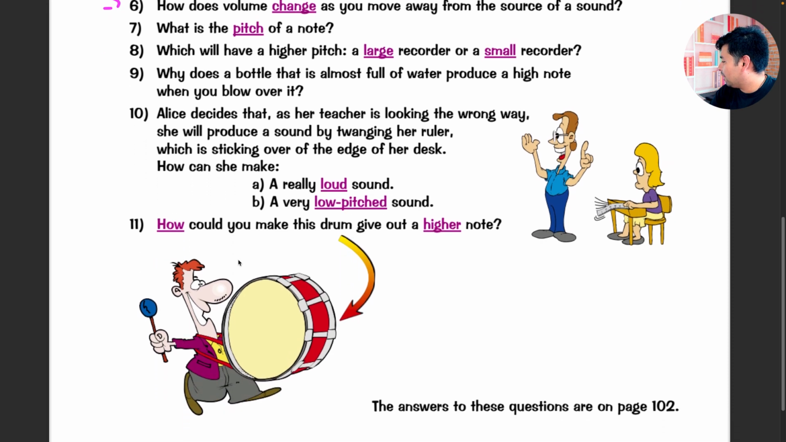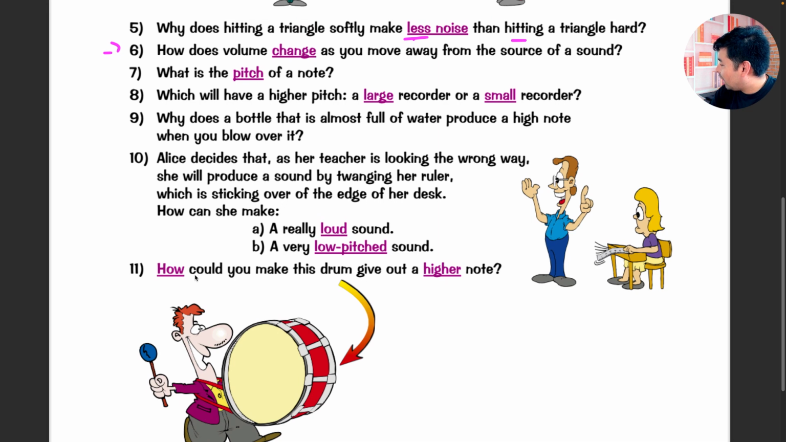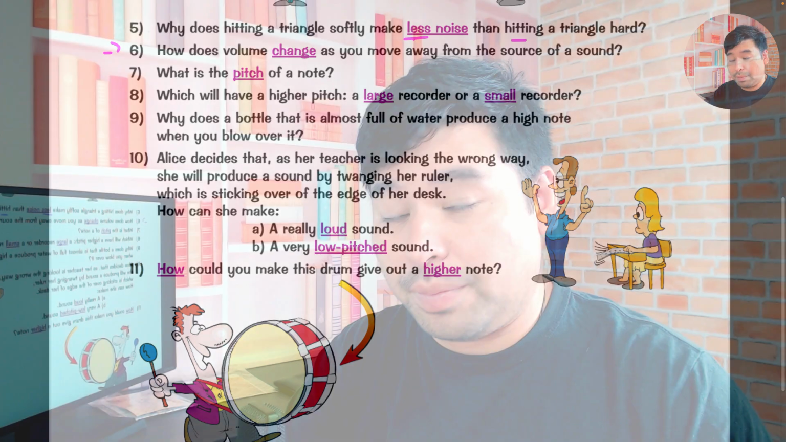And number 11, and I guess this is the last one actually. How could you make this drum give out a higher note? Again, how could you make this drum give out a higher note? So these are the questions for this topic, for this part, okay? So let's get back here.